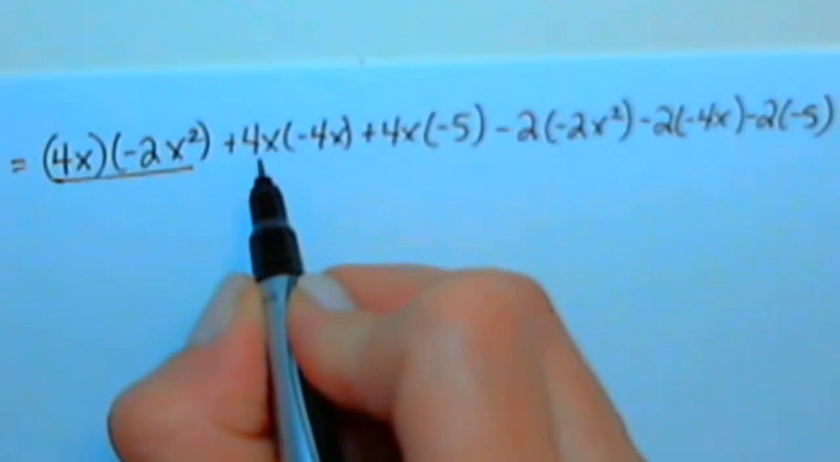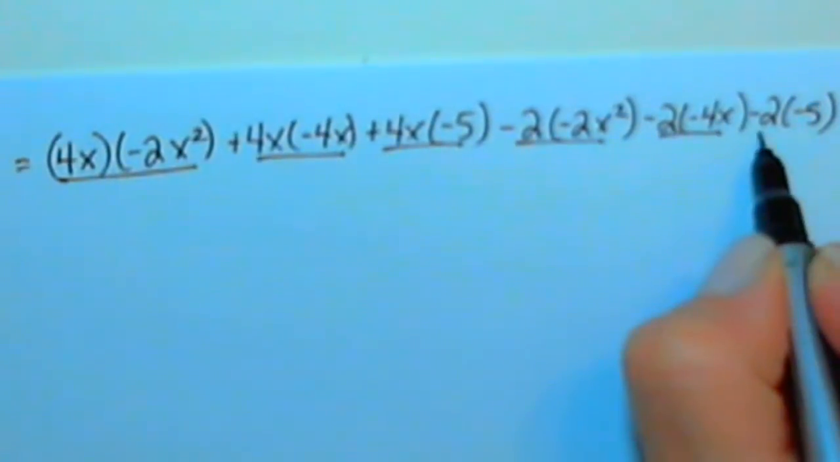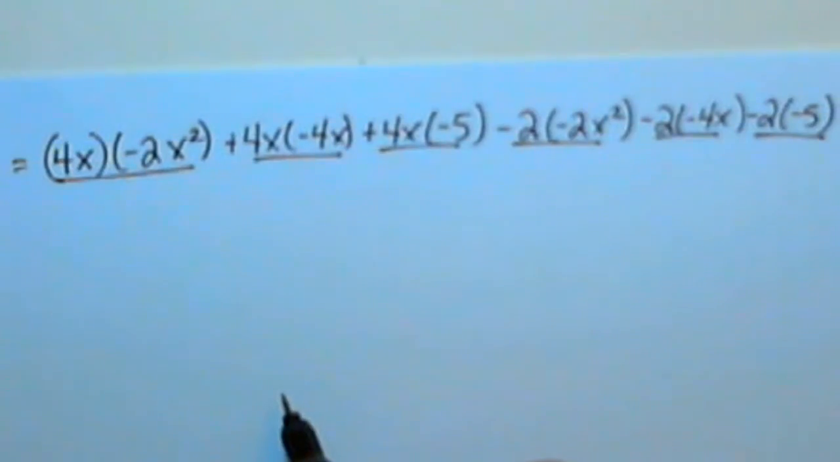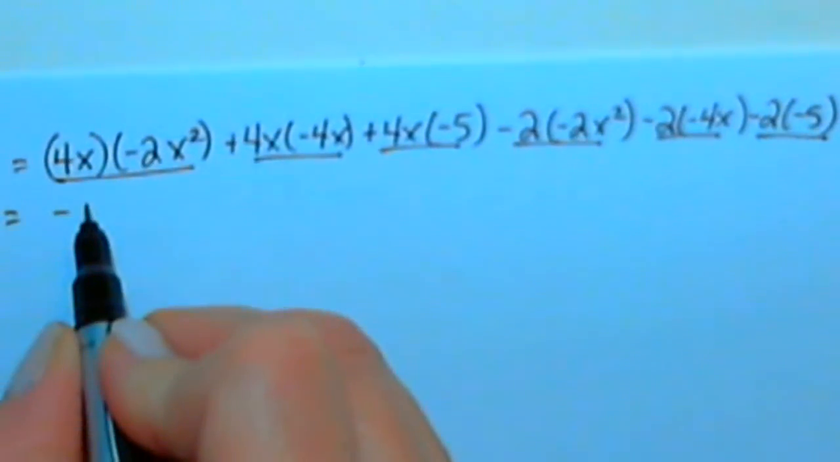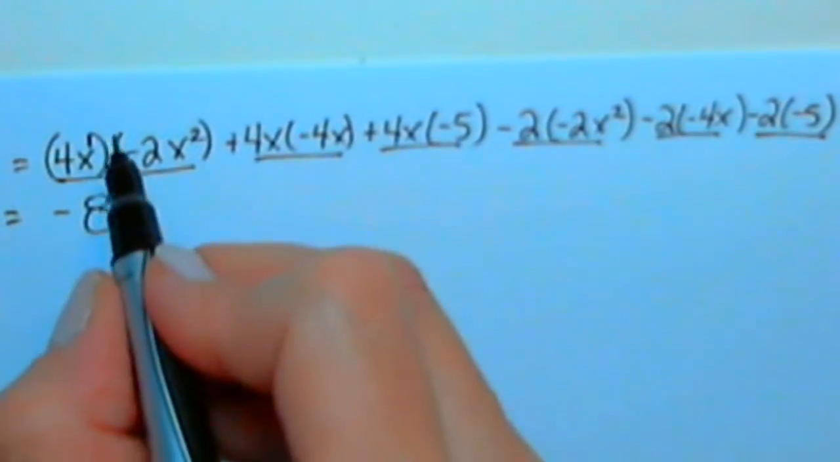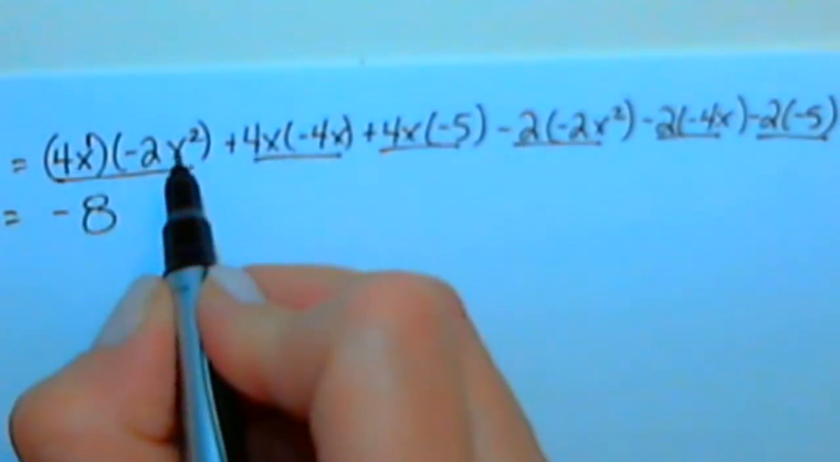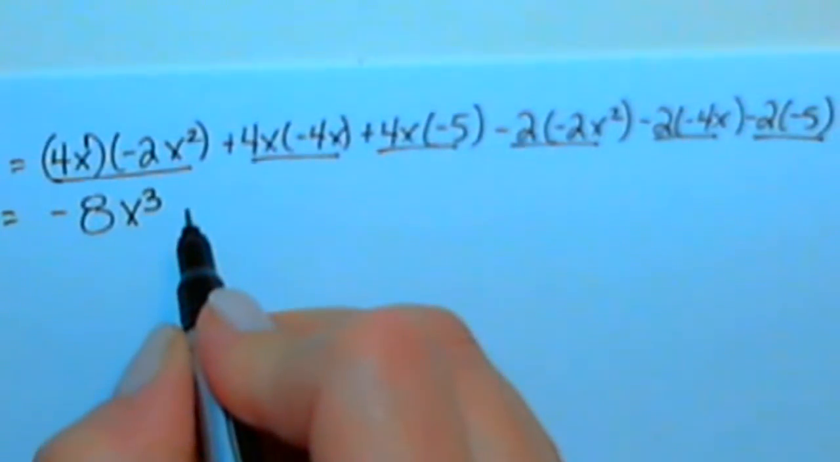So this is a set of partners, and each set needs to be multiplied. 4 times negative 2 is negative 8. This x has a little 1 up top. And when you're multiplying them, you add the exponents.